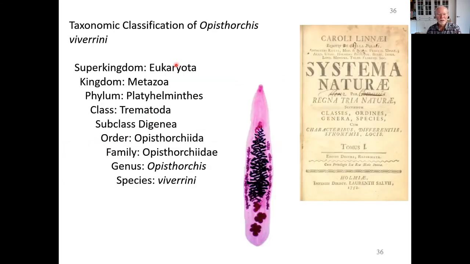Modern definitions, modern classifications, tend to have a large number of steps in them. This is the classification of Opisthorchis viverrini. This one was not known by Linnaeus. It was only described, I think, in 1895. Opisthorchis viverrini, put in a family, an order, subclass Digenea, class Trematoda, phylum Platyhelminthes, kingdom Metazoa, superkingdom Eukaryota. So nowadays, classification systems are complex, but they are nested and they have many steps to them. Species nested within genus, nested within family, nested within order, subclass, class, phylum, and so on.